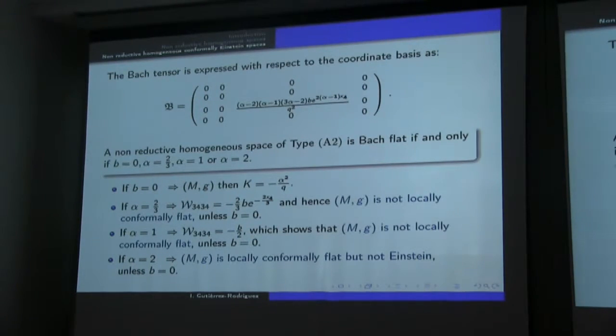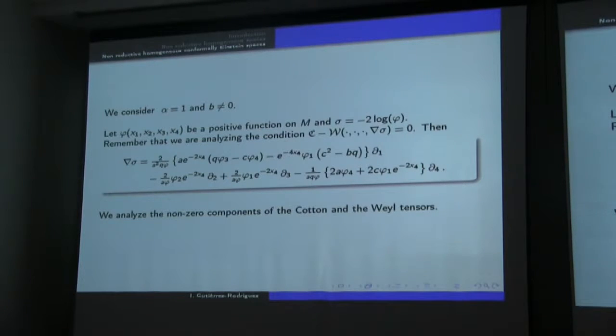So the sectional curvature of the space is constant. In this case, the space is not locally conformally flat. And in this other case, the space is not locally conformally flat. Finally, when alpha is equal to 2, the space is locally conformally flat, but not Einstein. So we consider alpha equal to 1 and B non-zero.